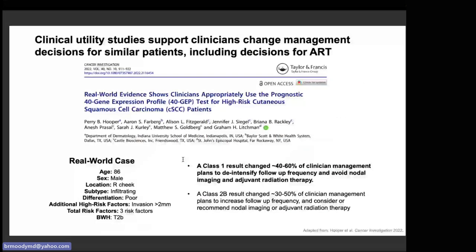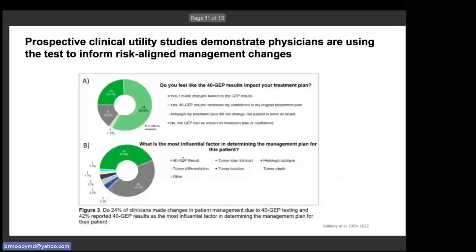And I'm not the only one who's using this. There are lots of studies. I don't know if Dr. Farberg mentioned, I mentioned the Litchman paper, so I'm not going to reiterate that. But a lot of my colleagues are using this to help figure out what to do with these problematic tumors when current staging just doesn't give us all the answers that we would like.